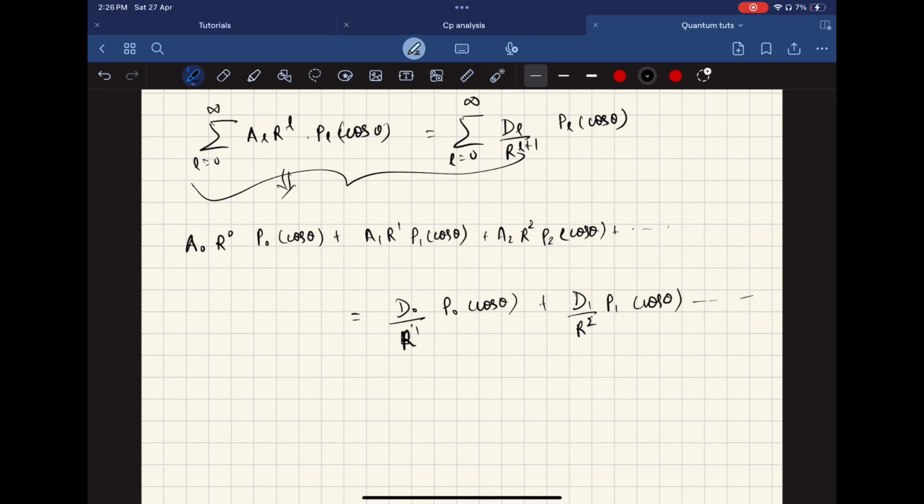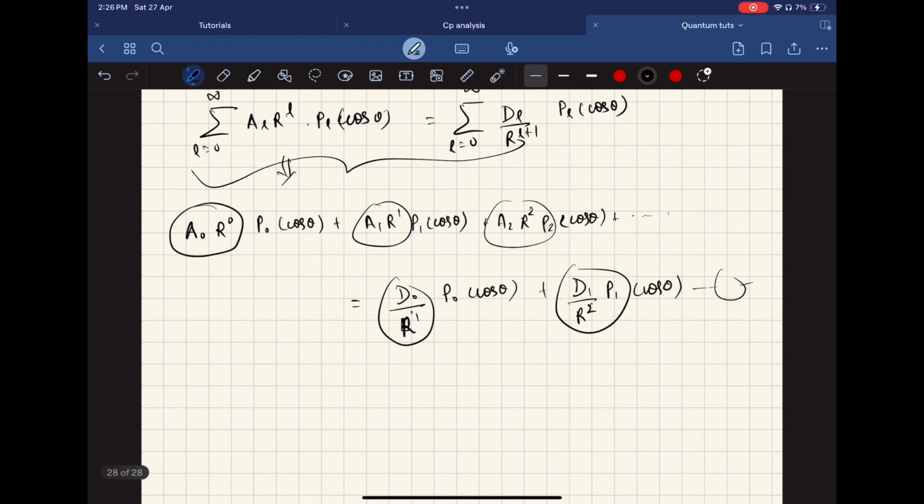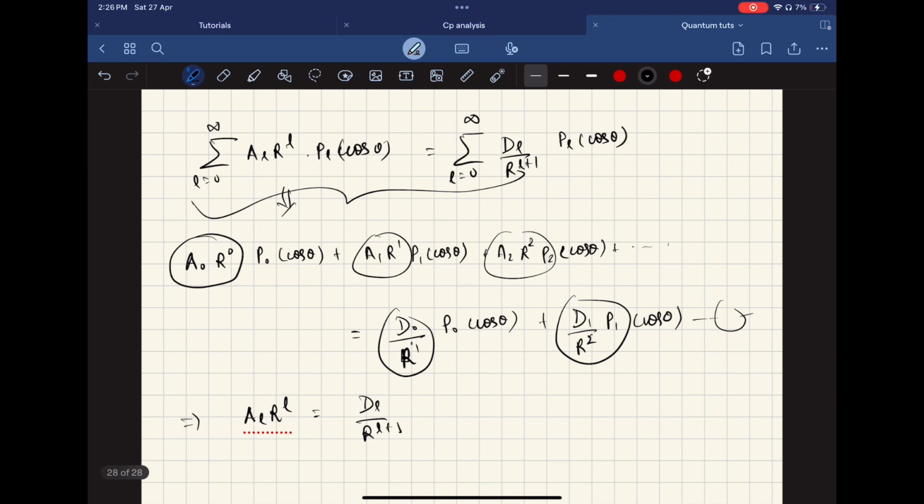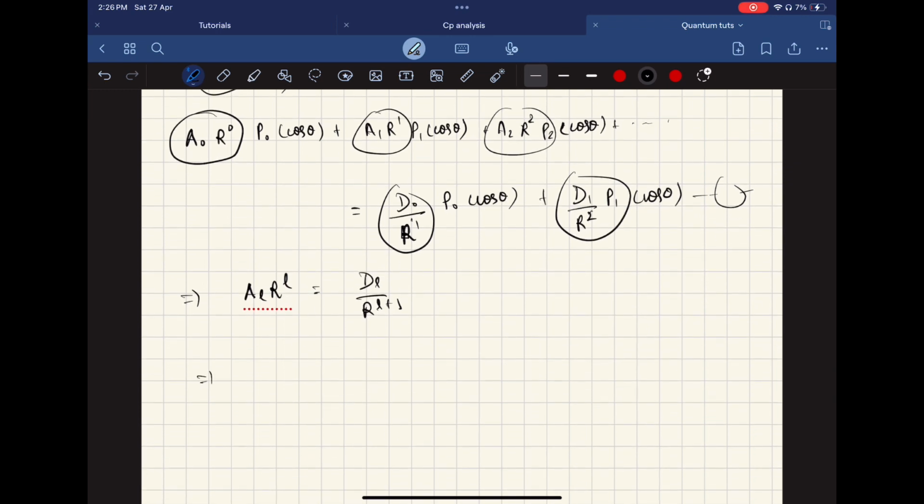So to make both terms equal, what we can do is make the consecutive coefficients equal. So from here we can say that if al r to the power l is equal to dl over r to the power l plus 1, then both the terms become equal. So from here we can say that dl is equal to al into r to the power 2l plus 1. This is our first equation.